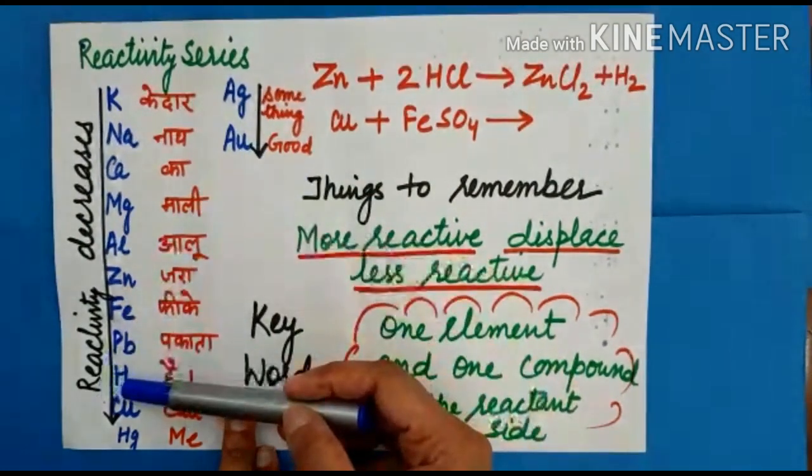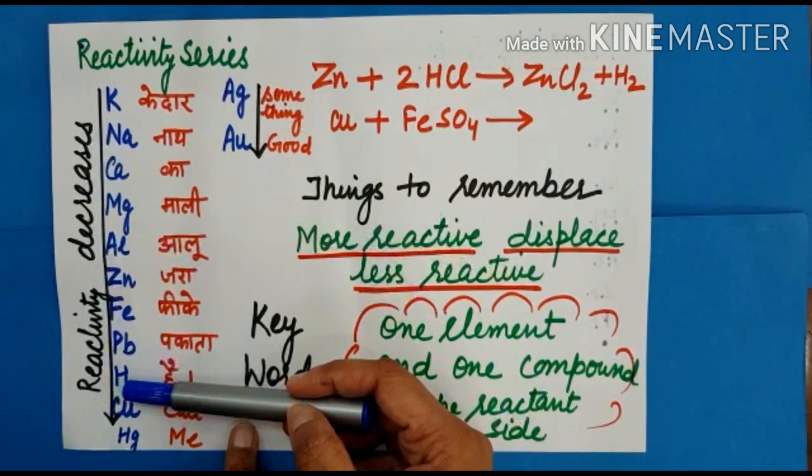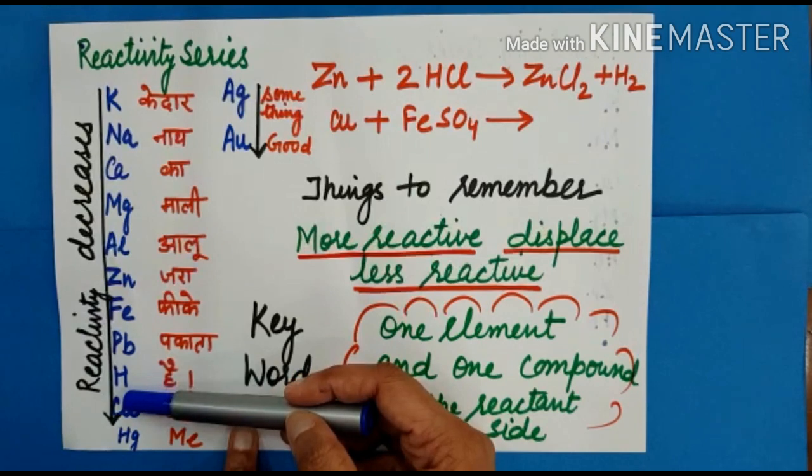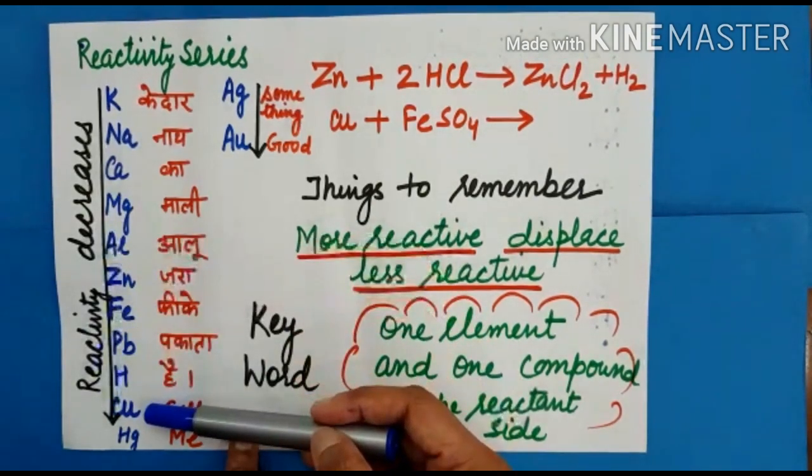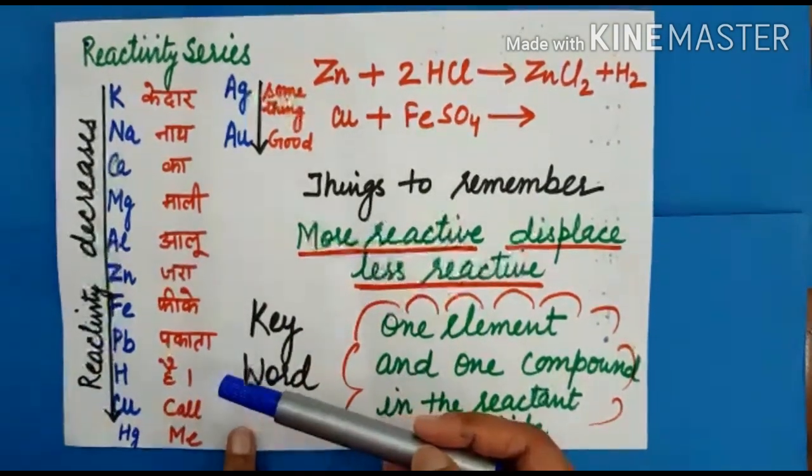As you can see, hydrogen is also a part of this reactivity series. Being a non-metal, but it is electropositive in nature, so it can be compared with all metals. So it can be placed in the reactivity series. It can be part of the reactivity series.